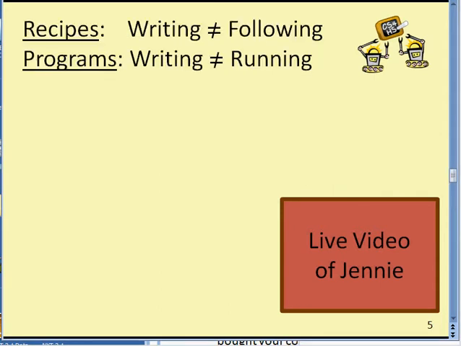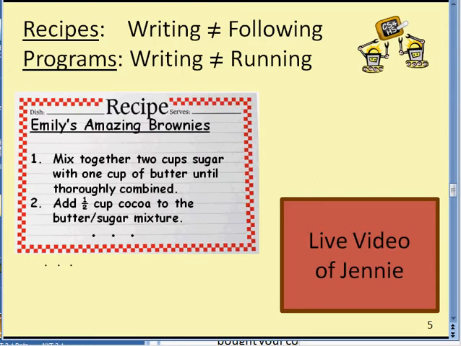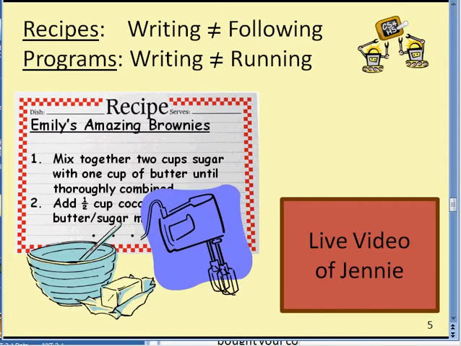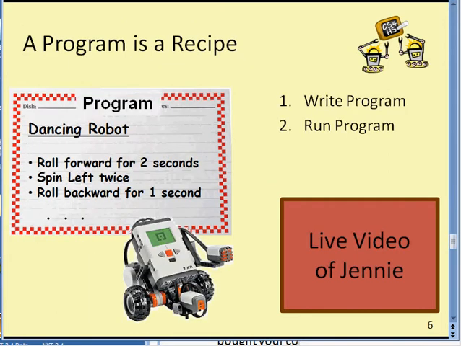Note that writing a recipe or writing a program is very different from actually following the directions in the recipe or running the program. My friend Emily wrote me out a recipe for her amazing brownies, but unfortunately just having the recipe isn't the same thing as having the brownies. I need to pull out my cooking hardware, that is my bowls, my mixer, my pans, and so on, and carefully follow the instructions in Emily's recipe before I get the brownies. Similarly, in order to get my robot to do something, I have to write a program and then tell my robot to run the program. In other words, I'm telling my robot to follow the instructions.